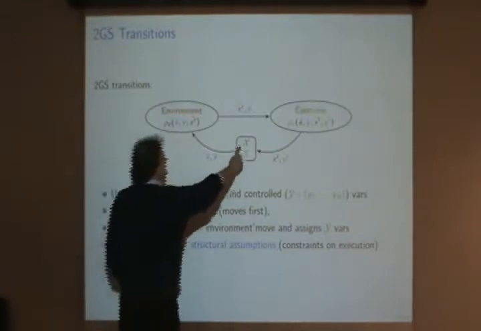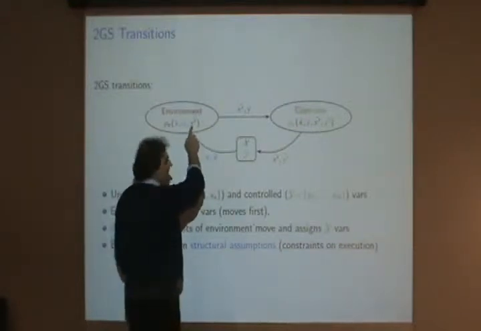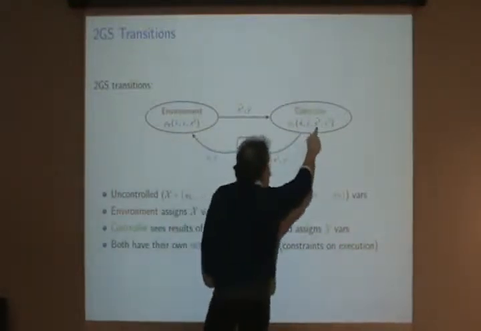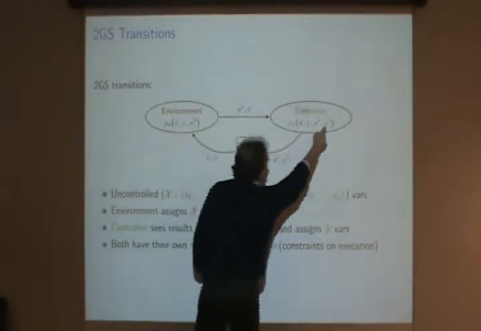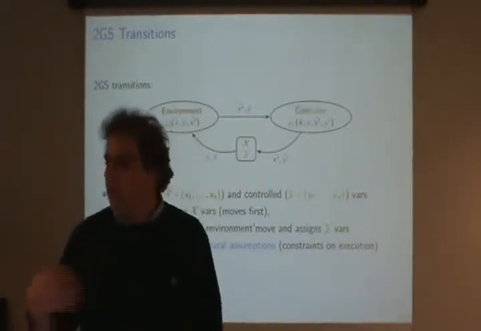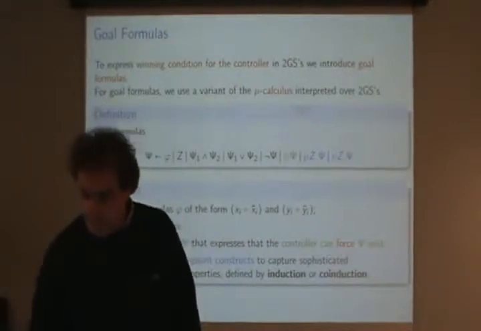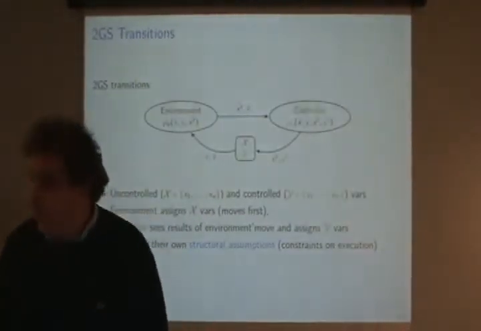So it works like this. We start from a certain state. The environment will move first and will decide the next value for its variable. Then the controller will move, it will look at this new set of variables and will decide the new assignment for the variable of the controller. And this will go on forever. So this is how the transition system is built. Go ahead. It's not deterministic, yeah? Non-deterministic, absolutely. Everything is non-deterministic.